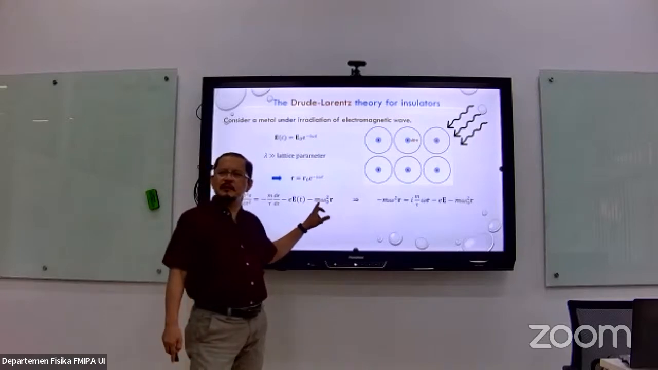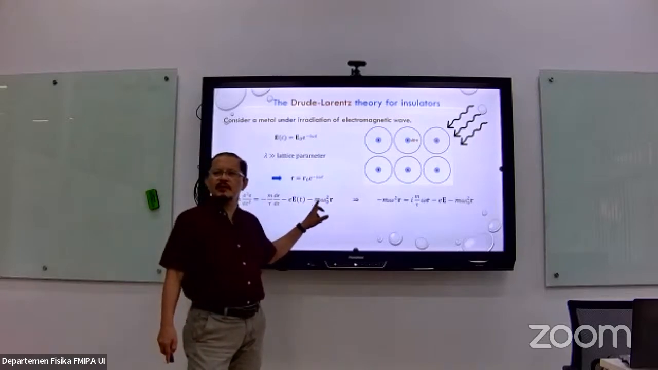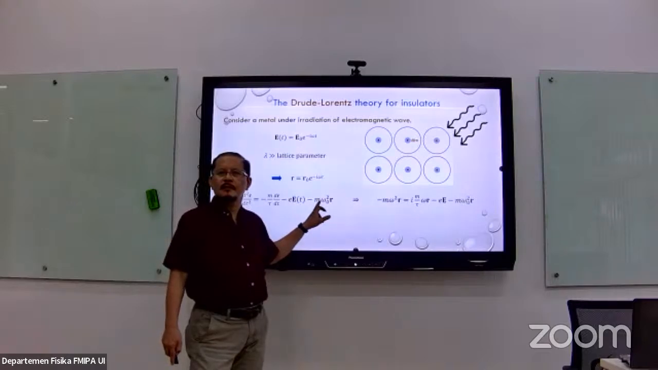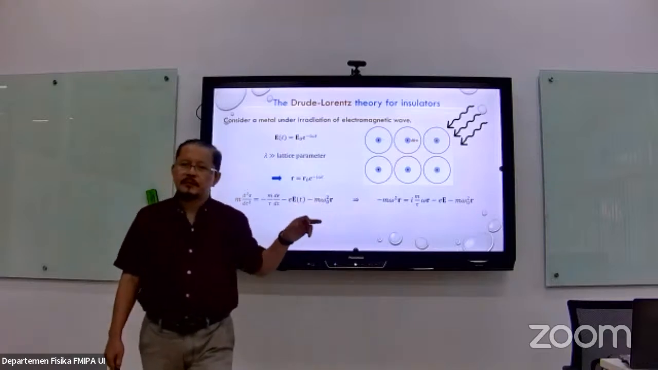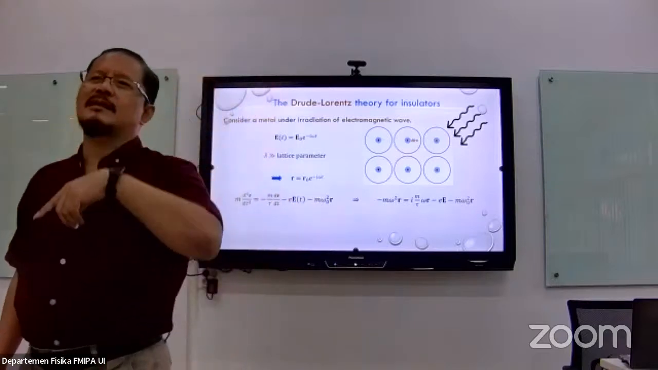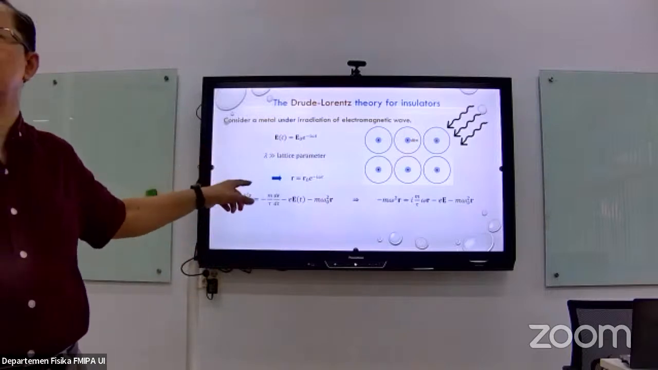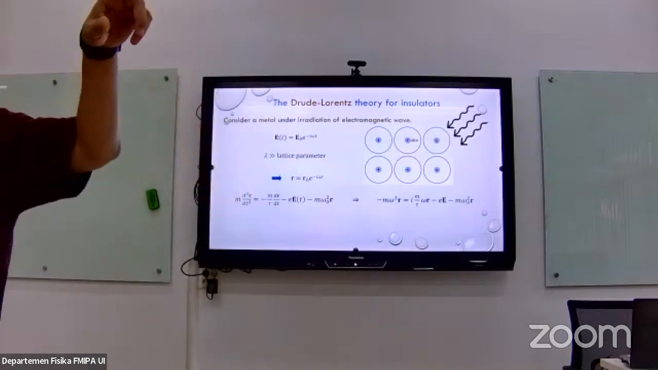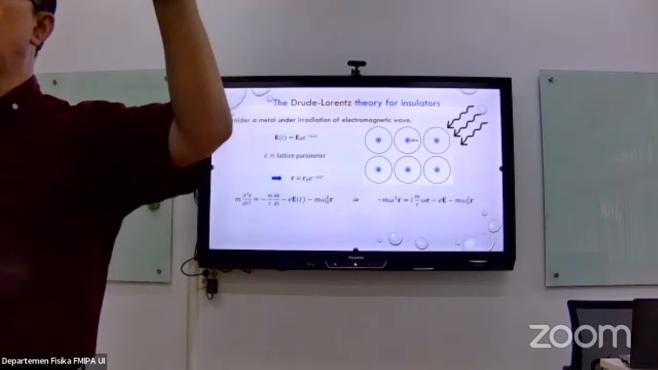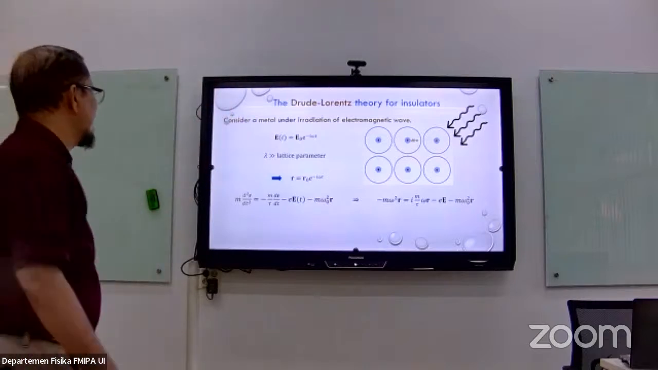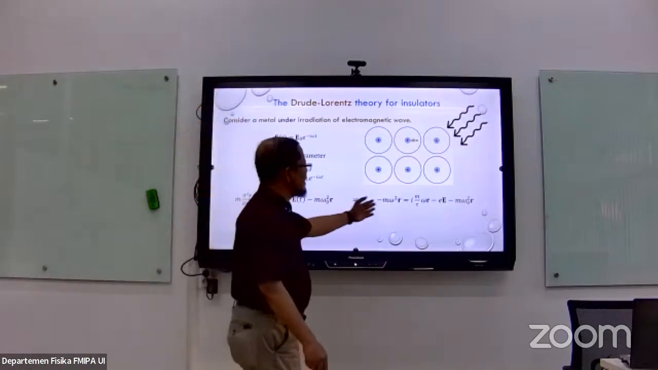what force is this? What do you call this kind of force? What law? Hooke's law, yeah. Minus kx. Instead of x, I put r. But instead of k, I put m omega naught squared. Right? So this leads to this.